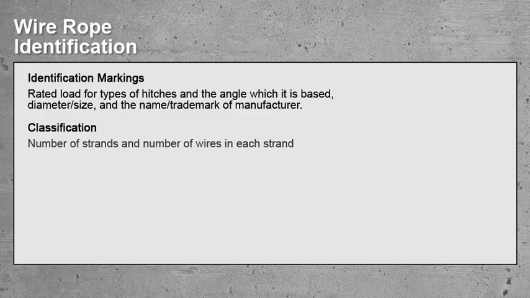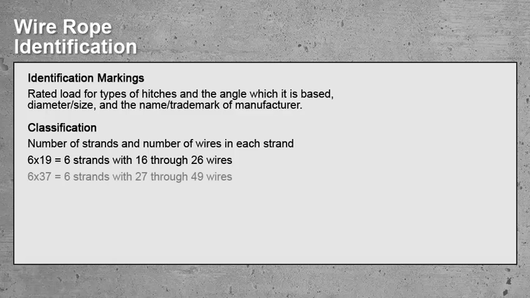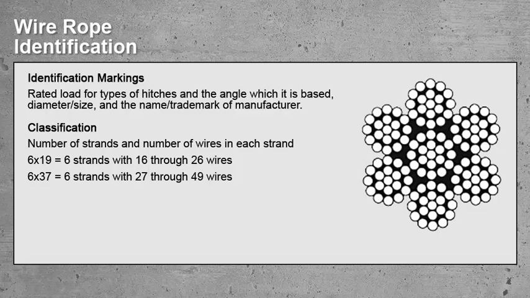Classifications are based on the number of strands as well as by the number of wires in each strand. The two categories are 6 by 19 and 6 by 37. However, these are nominal classifications and may or may not reflect the actual construction. The 6 by 19 class will include 6 strands with 16 through 26 wires, and the 6 by 37 will include 6 strands with 27 through 49 wires.